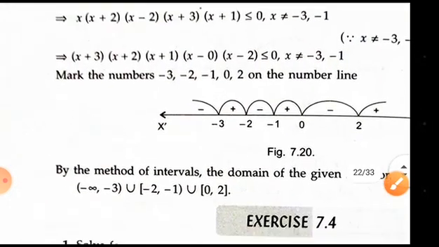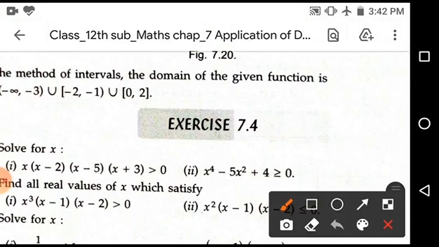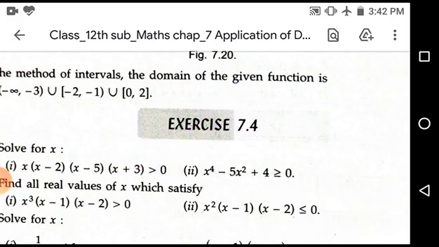Okay students. Now exercise 7.4 depends only on increasing and decreasing functions. If you understand the concept of increasing and decreasing functions, then you can easily solve the questions related to this exercise. So this is your homework, solve the questions of this exercise. Clear? Okay students, this exercise is only for homework.